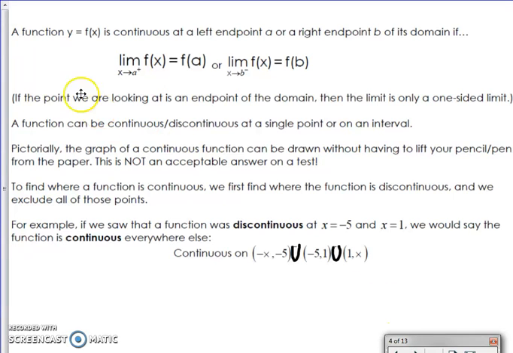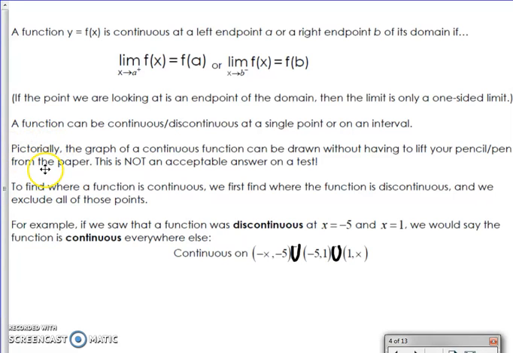And then it says here, if the point we're looking at is an endpoint, then you're only looking at the one-sided limit, okay? So say they give you a graph, it's a piecewise function, and they ask you if it's continuous somewhere on there, and it happens to be the most left point or the most right point, you can still be continuous. You're just looking at the limit from one side. So a function can be continuous or discontinuous at a single point or over an interval. And this is what it means in the graph.